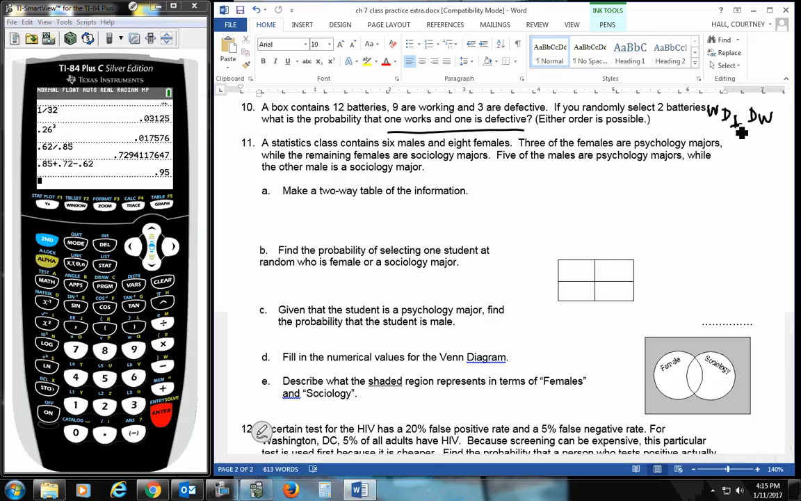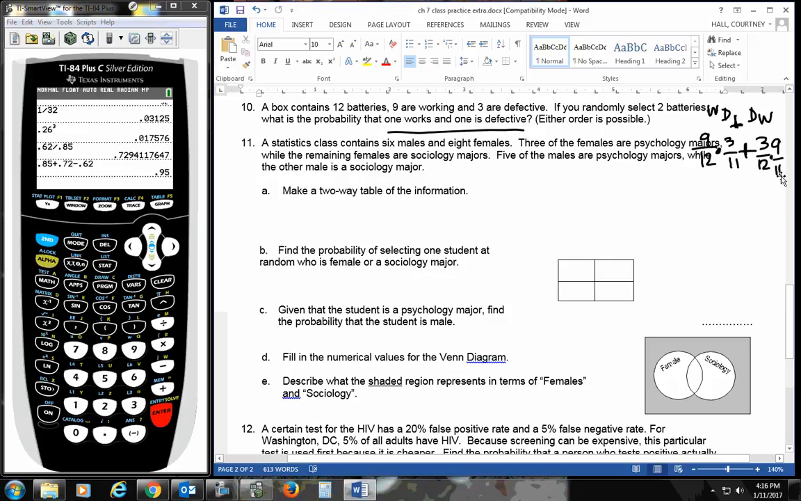So the probability of drawing the very first one to be working is 9 out of 12. If I draw the first one and it's working, then that only leaves 11 batteries in the box, but 3 of them are still defective because I picked one of the ones that's working. So the second probability would be 3 out of 11. Or I go in the box and the very first time I pick a defective one. So that's 3 out of the 12 are defective. And I go in the second time and now there's still 9 working, but there's only 11 batteries in the box. That is the setup for this problem.